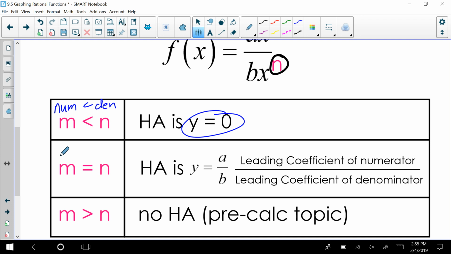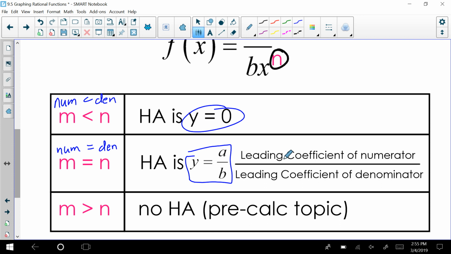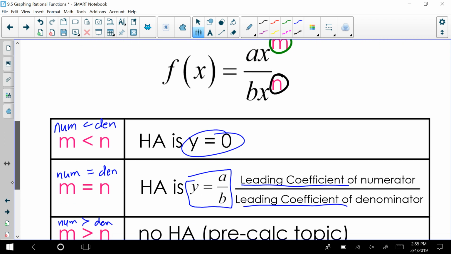And if the numerator degree equals the denominator degree, then we have this special case here, where I have to take the first thing on the top that's connected with the degree divided by the first thing on the bottom that's connected with the degree, which of course we know as the leading coefficients. In the other case here, we don't have to worry about when the numerator degree is greater than the denominator. That's a pre-calc topic that you'll be covering next year.